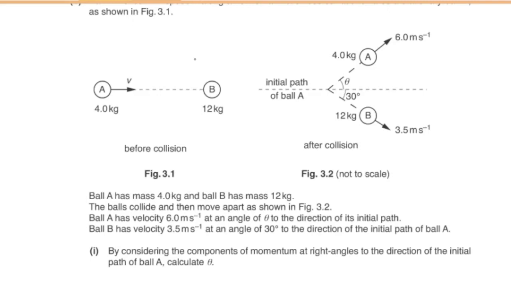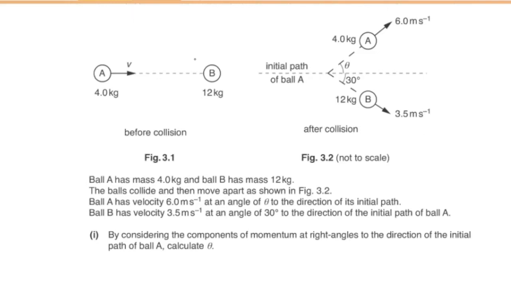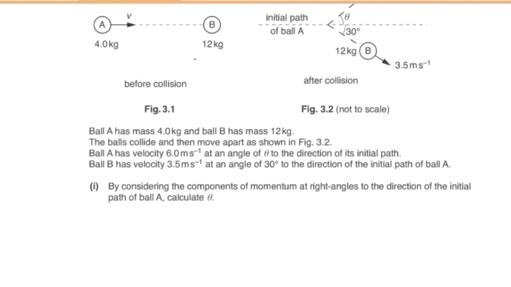path of ball A. Part 1, by considering the components of momentum at right angles to the direction of the initial path of ball A, calculate the value for theta. So momentum in y components before collision is going to be equal to that after collision. Momentum in y components before collision is 0, since ball A is only traveling along the x-axis and ball B is stationary. This is equal to momentum in y components after collision.